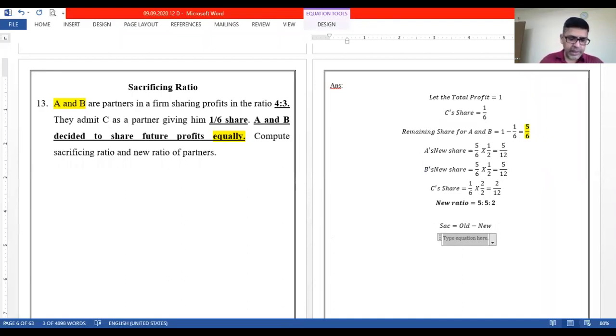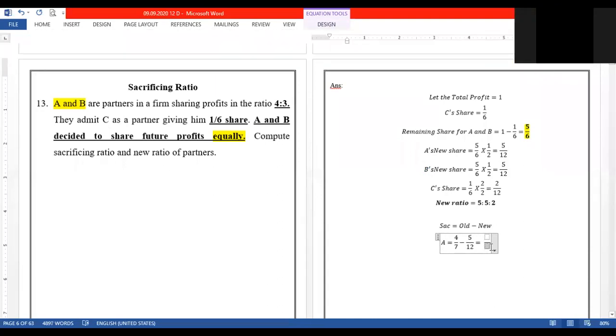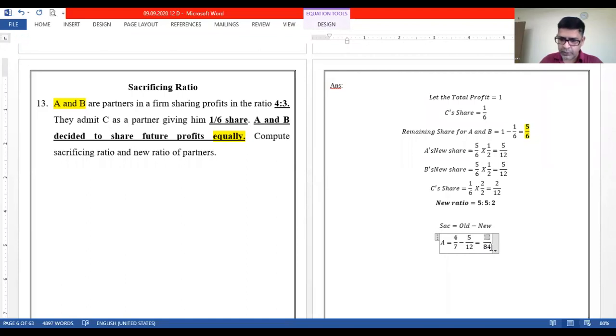So sacrifice by A. Okay, A's old share is 4/7 minus the new share 5/12. Okay, so the LCM over here will be 84. 12 4s are 48 minus 7 5s are 35. Okay, so that will be 13/84, the sacrifice share of A. Okay, we can't say the ratio; for a ratio, two partners are required.